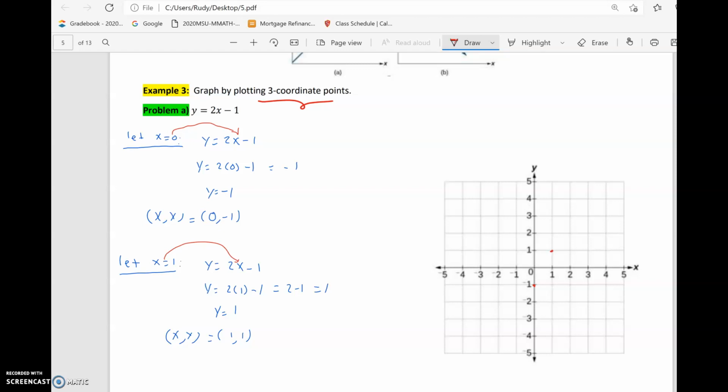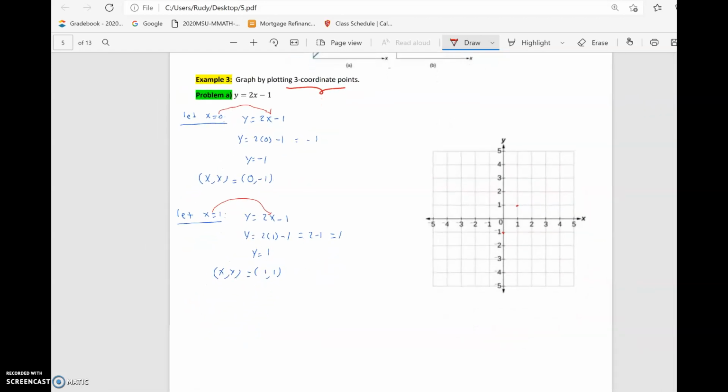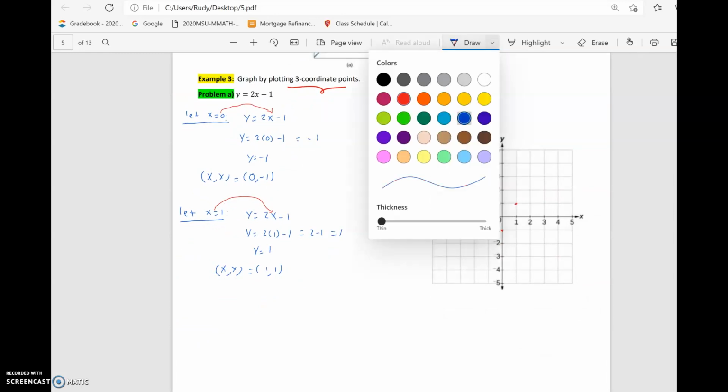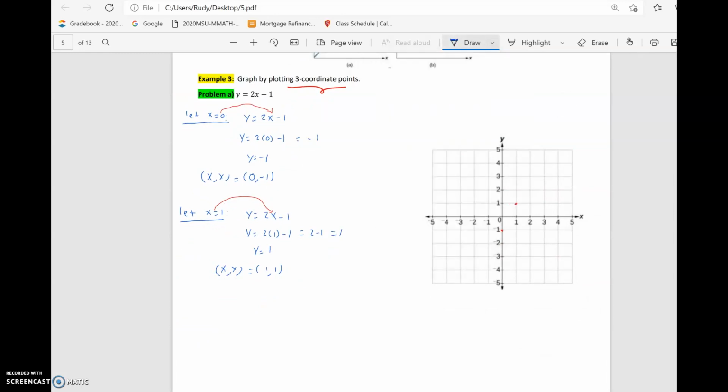And we'll select another one, since they do want a total of 3 coordinate points. And just because of symmetry, let me use a negative. So let's use negative 1. So we're going to end up with y is equal to 2 times negative 1 minus 1, or negative 2 minus 1, or negative 3. So your y value is negative 3. Your coordinate point is negative 1 comma negative 3.